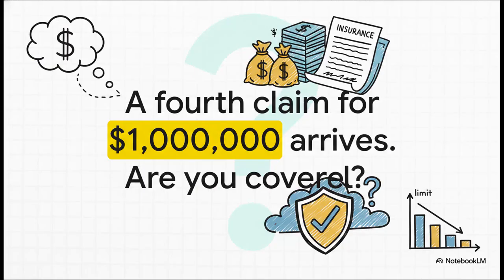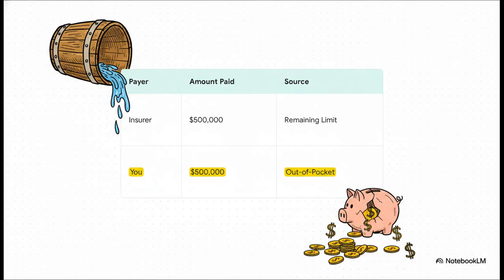So here it is, the million-dollar question. Literally, a fourth claim comes in, and this one is for $1 million. You still have an active insurance policy. You've been paying your premiums. But are you actually covered? And the answer is a painful, painful no. Your insurer pays the $500,000 left in your bucket, and then their job is done. The rest of it, the other $500,000, that comes directly out of your pocket. Your bucket is empty, and you are completely on your own.